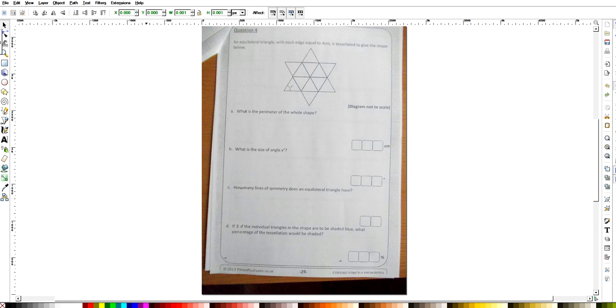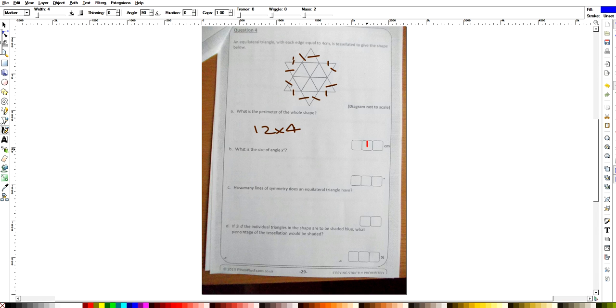So we know that each edge is 4. So we got 1, 2, 3, 4, 5, 6, 7, 8, 9, 10, 11, how many? 12. How many edges do you, how many sides do you have? 12. And they do 12 times by 4? 48. What is the angle X?